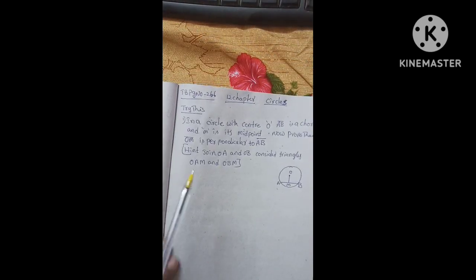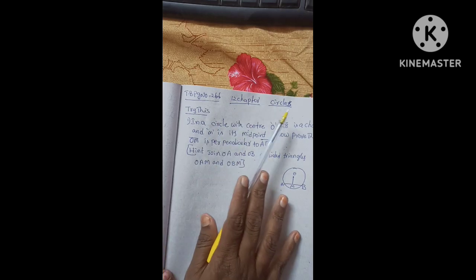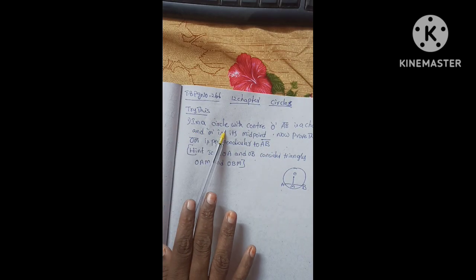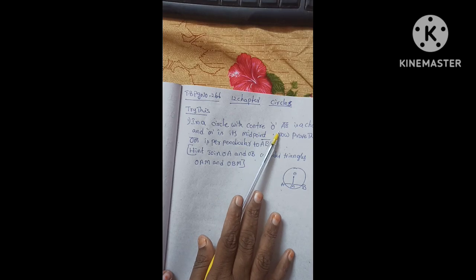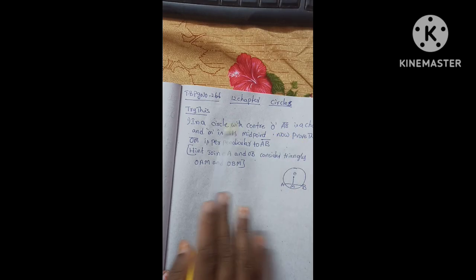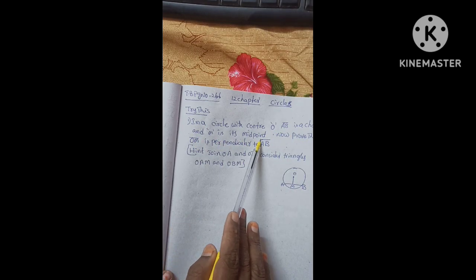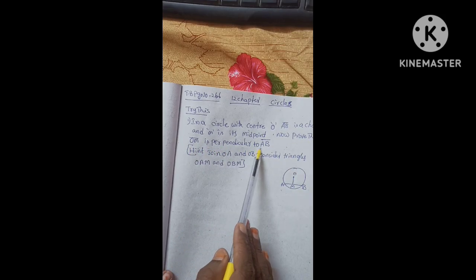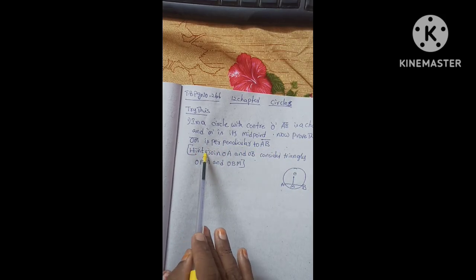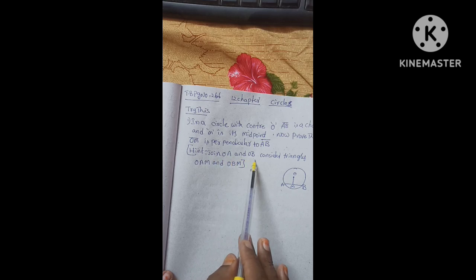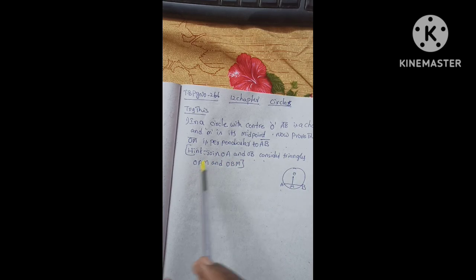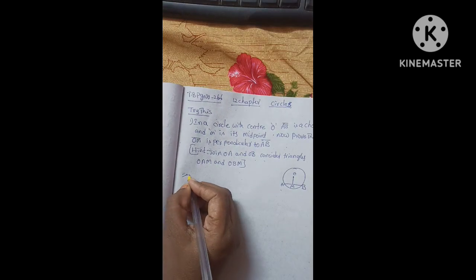textbook page number 266, 12th chapter, Circles. Try this sum. In a circle with center O, AB is a chord and M is its midpoint. Now prove that OM is perpendicular to AB. Hint given: join OA and OB. Consider triangles OAM and OBM. Solution.